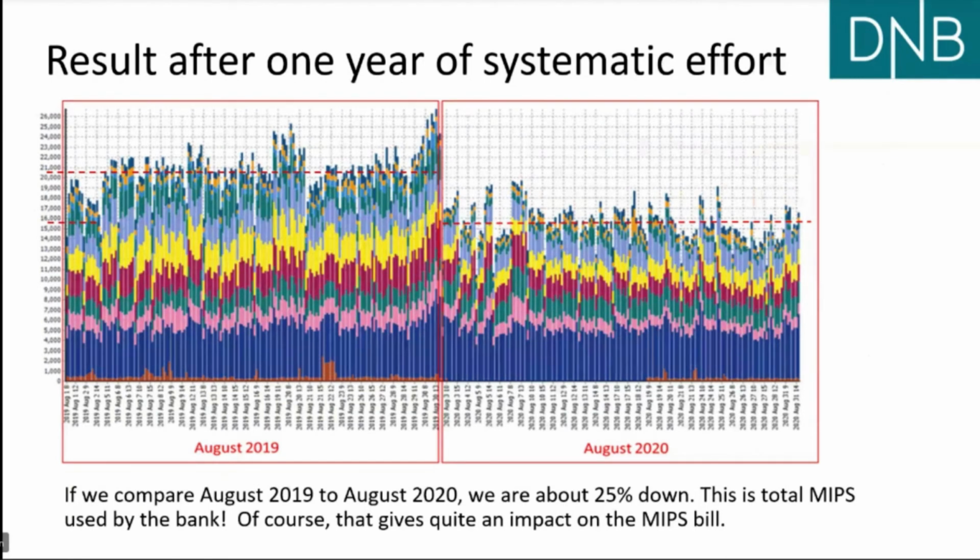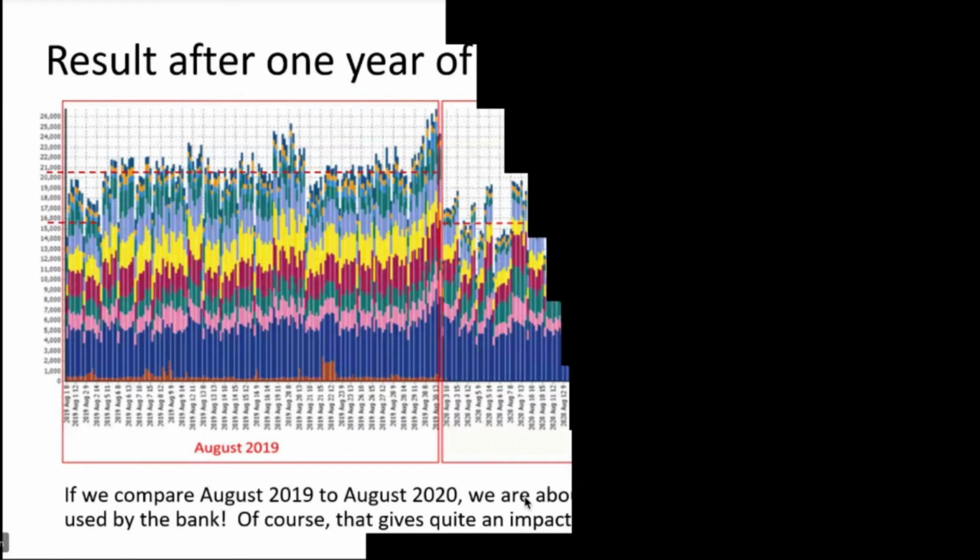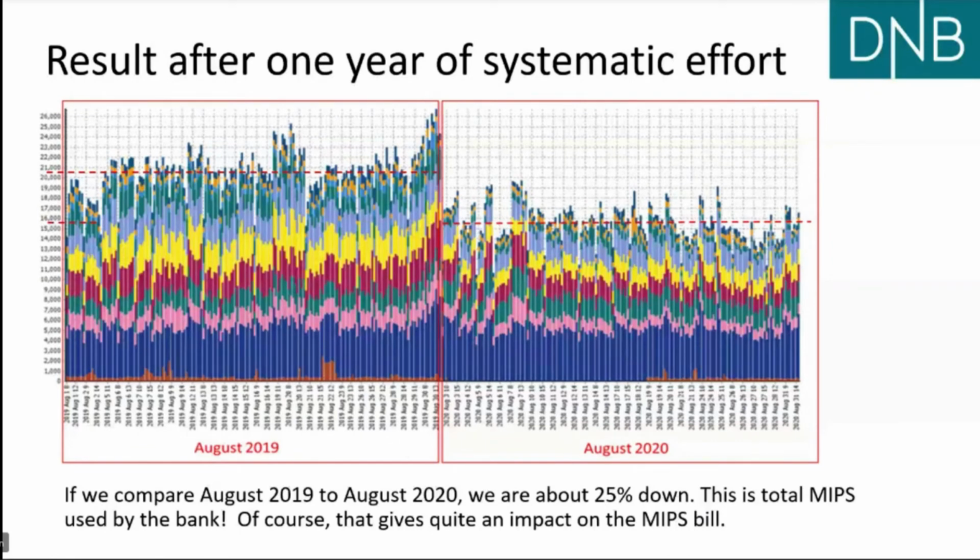So this is what I call a career-defining graph. We compared the traffic of August 2019, we started this work in September 2019, with the traffic in August 2020. And it's not really scientific, but it is a 25% reduction. And this is total MIPS used by the bank. This is not a selected set of partitions or things. This is for the whole bank.